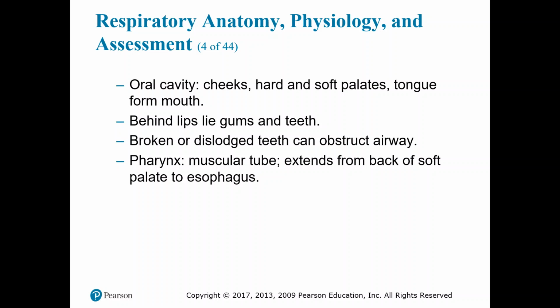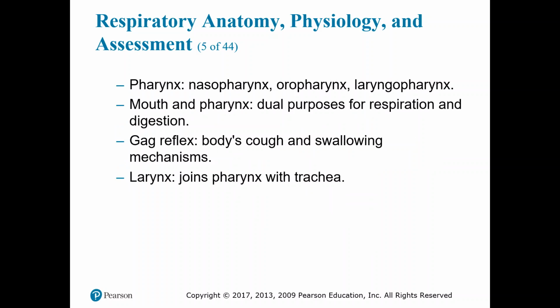Because the mouth and pharynx serve dual purposes for respiration and digestion, a number of mechanisms prevent accidental blockage. To prevent foreign material from entering the trachea and lungs, sensitive nerves activate the body's cough and swallowing mechanisms, as well as the gag reflex.